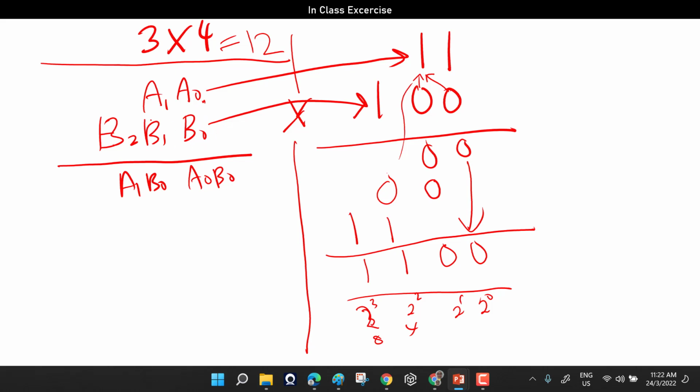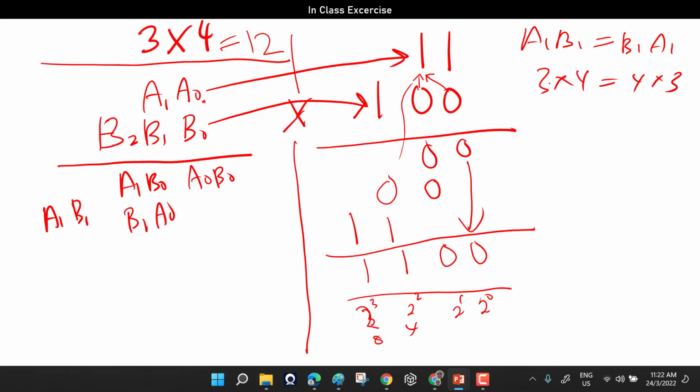Okay, now I'm doing the second stage for B1. So this one is B1 here with A0. Here and here, it should be A1, B1. Okay, is there any problem if you were to do A1, B1 or B1, A1? No problem. Because A1 multiplied by B1 is similar to B1 multiplied by A1. 3 times 4 is equal to 4 times 3. Okay. So, once I have done here, this whole thing here is to cater for this B1.